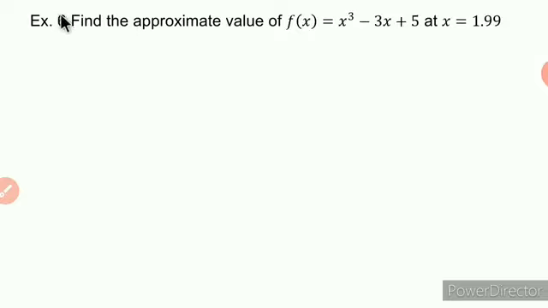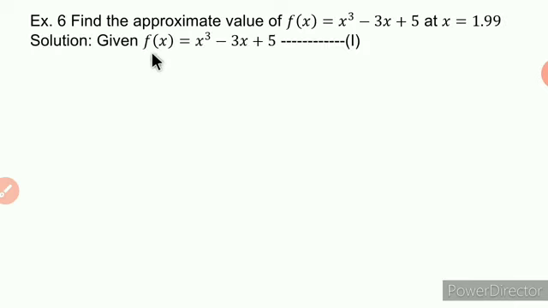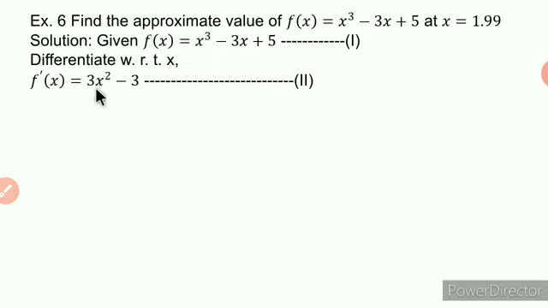Example number 7. Make a correction here. Here is example number 7. Find the approximate value of f of x is equal to x cube minus 3x plus 5 at x is equal to 1.99. So here the function is given. Given f of x is equal to x cube minus 3x plus 5, call it 1. Differentiate with respect to x, we get f dash of x is equal to 3x square minus 3, call it relation 2.